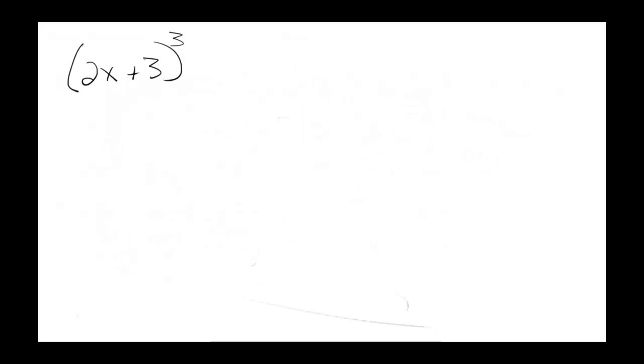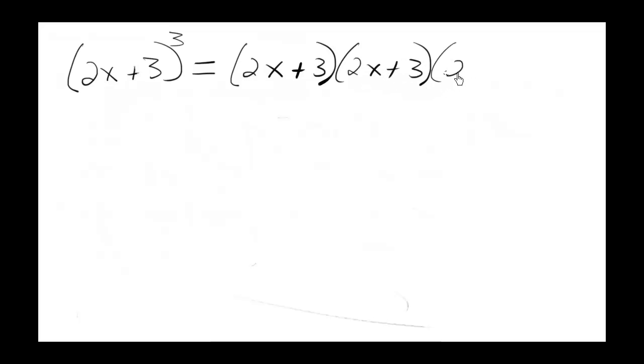So let's say I want to do this. Now here I have something to the cube power. Well, I'm going to do it the same way I did with squares. There are formulas in the book about how it works, but I always forget those. So what I do instead is I write the thing 3 times, because that's what it means to cube something. 2x plus 3, another 2x plus 3, another 2x plus 3.